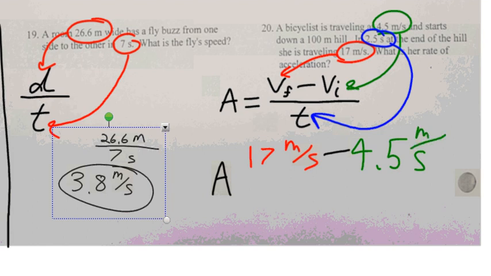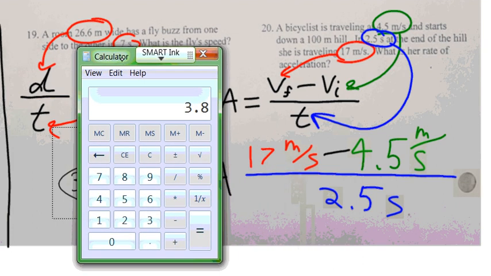What we need to do next is go ahead and get out our calculators. We will take our 17, subtract 4.5 to give us 12.5, and divide that by 2.5. The acceleration that she experienced was 5 meters per second per second.